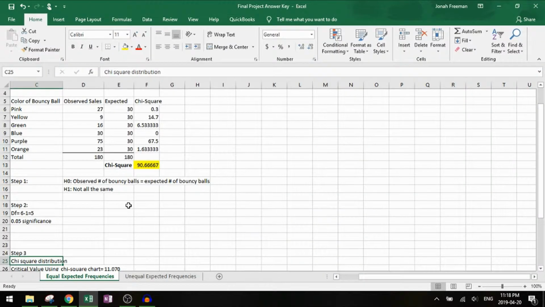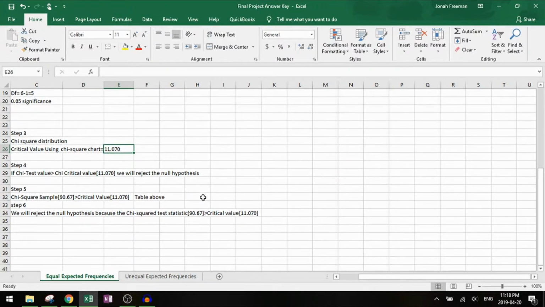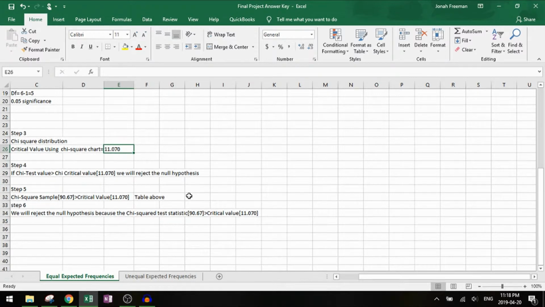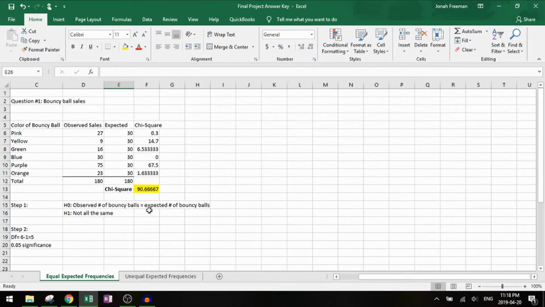Step 4 is forming our decision rule. If our chi-square test value is greater than our critical value of 11.070, we will reject the null hypothesis. And as we calculated earlier, it is in fact greater than our critical value, so we will reject the null hypothesis. And we can conclude that the number of bouncy balls observed may not equal the number of bouncy balls expected.